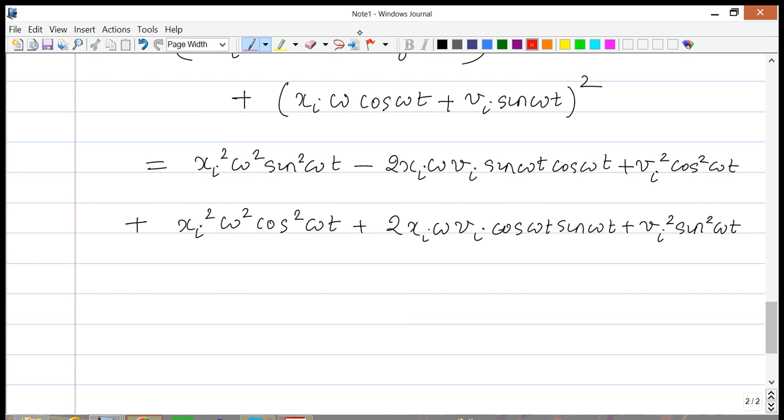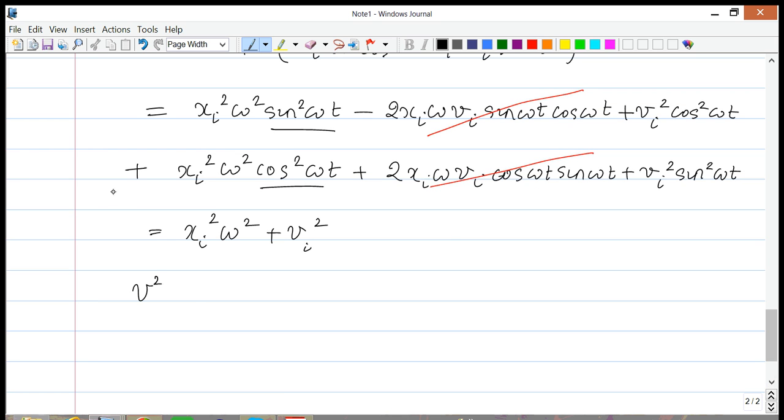Okay, now here you see the second term can be cancelled out, and then the first term has a cosine square and a sine square and then the same coefficient. So this becomes simply xi square omega square. The last term also has the same property, and this becomes simply vi square. So what we've shown is that v square minus ax is equal to vi square plus xi square omega square.